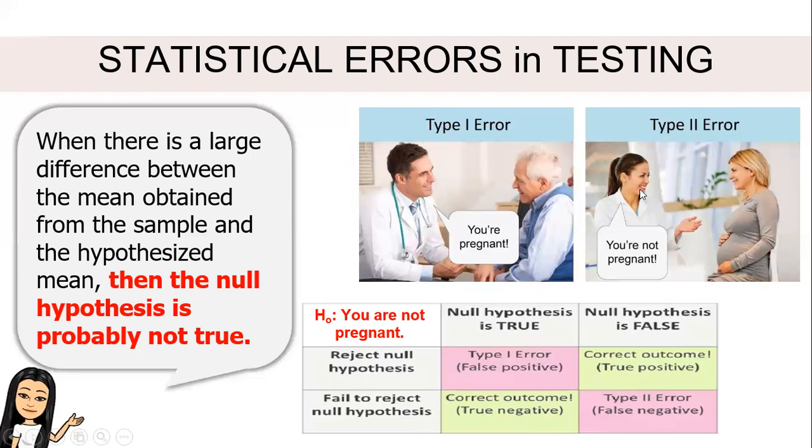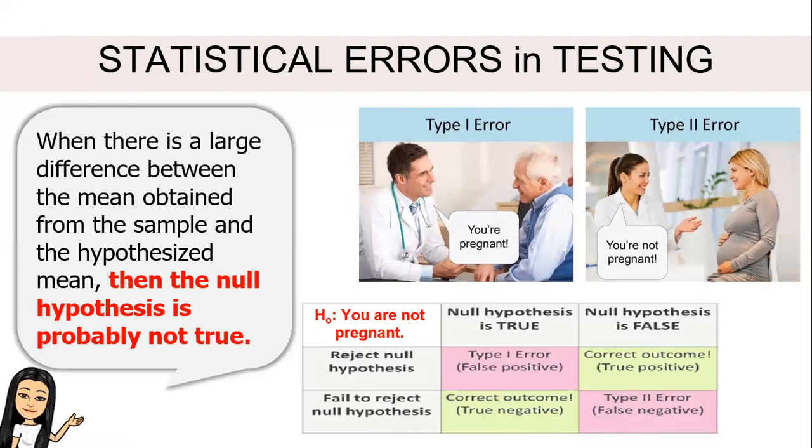And the doctor told her, you're not pregnant, even though she is. So if you could see, the null hypothesis is false, but the doctor did not reject it. So she committed a type 2 error. Type 1 error, type 2 error. So this is just an example.